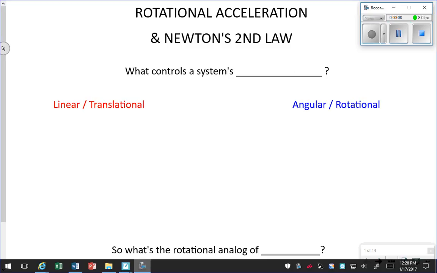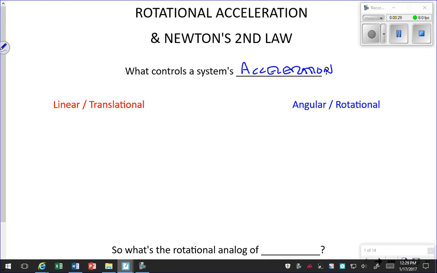Today we start to talk about rotational acceleration and a new formulation of Newton's second law. Now, as you may remember, Newton's second law is about the factors that affect or control a system's acceleration.